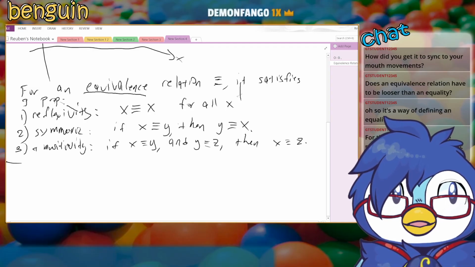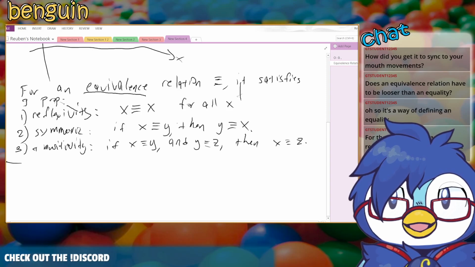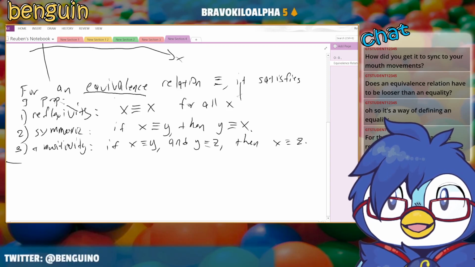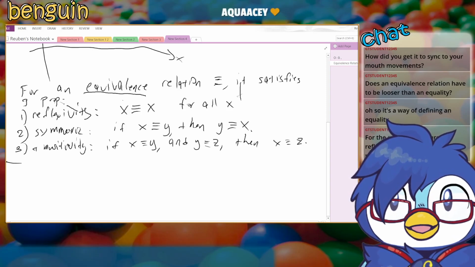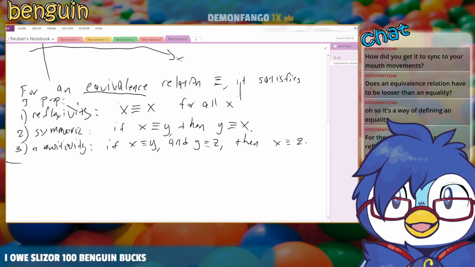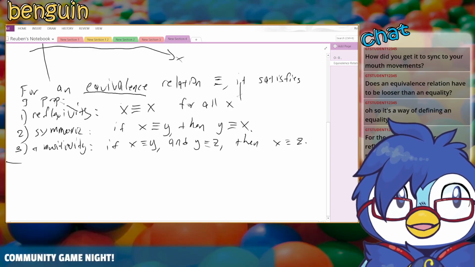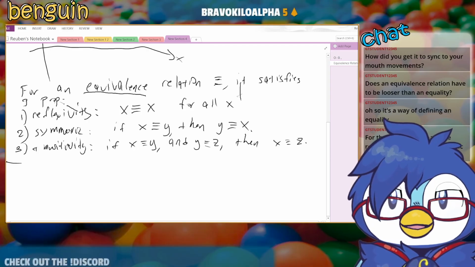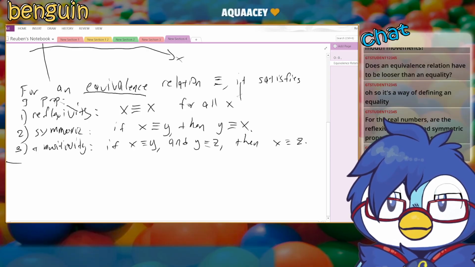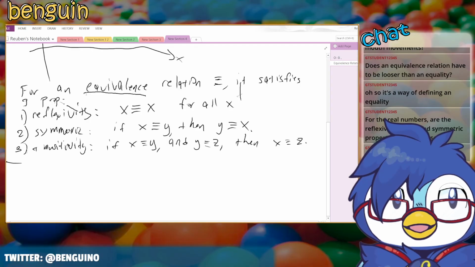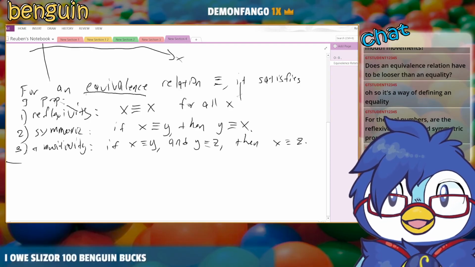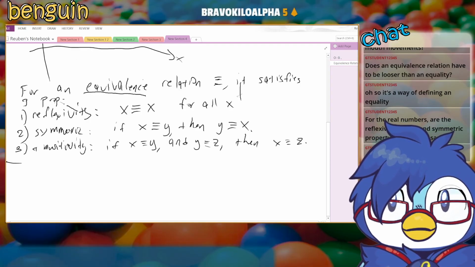You can think of equality as the most extreme equivalence relation, because the only things that are equivalent to other things are the exact things themselves. So you can think of equality as the most extreme case of an equivalence relation.